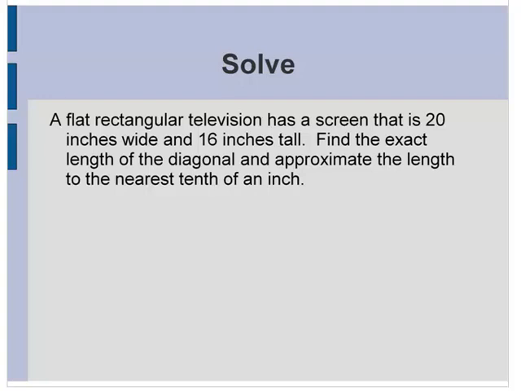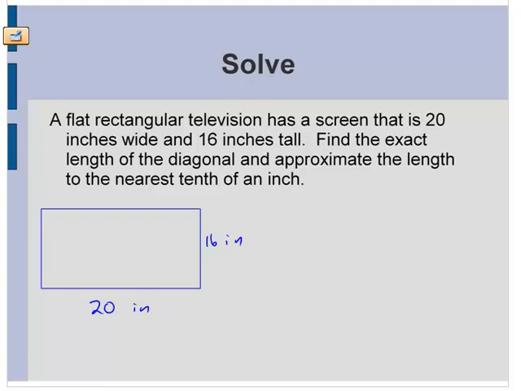All right, so basically, if we have a rectangular television, just draw a little rectangle here. All right, and it is 20 inches wide and 16 inches tall. Find the exact length of the diagonal. So now the diagonal refers to that measure, and that's unknown. So now notice in a rectangle we have right angles. So I've got a right triangle here, and I'm missing the hypotenuse, so that's the C.